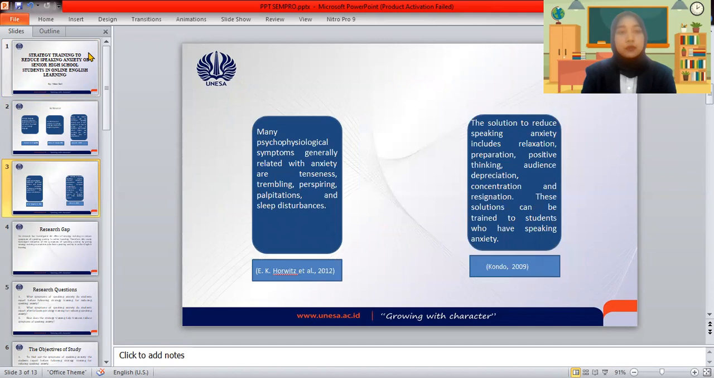Some students may have symptoms of anxiety. From Horowitz et al. 2012, many physiological symptoms are generally related with anxiety: tenseness, trembling, perspiring, palpitation, and sleep disturbances. So, to reduce the speaking anxiety, Kondo 2009 gives some solution, includes relaxation, preparation, positive thinking, audience depreciation, concentration, and resignation. This solution can be trained to students who have speaking anxiety.